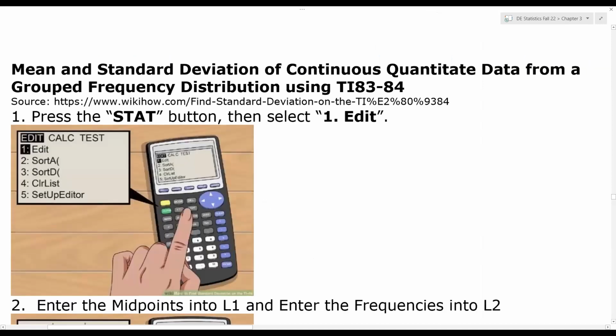This now walks you through how we can find these calculations using our calculator. And then it gives you that website. Also, YouTube is a great way of doing that, if you ever have any questions.